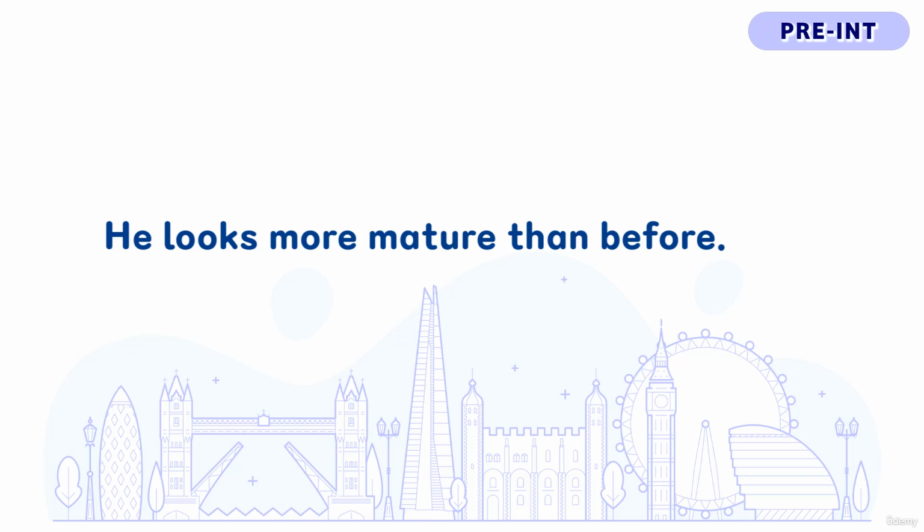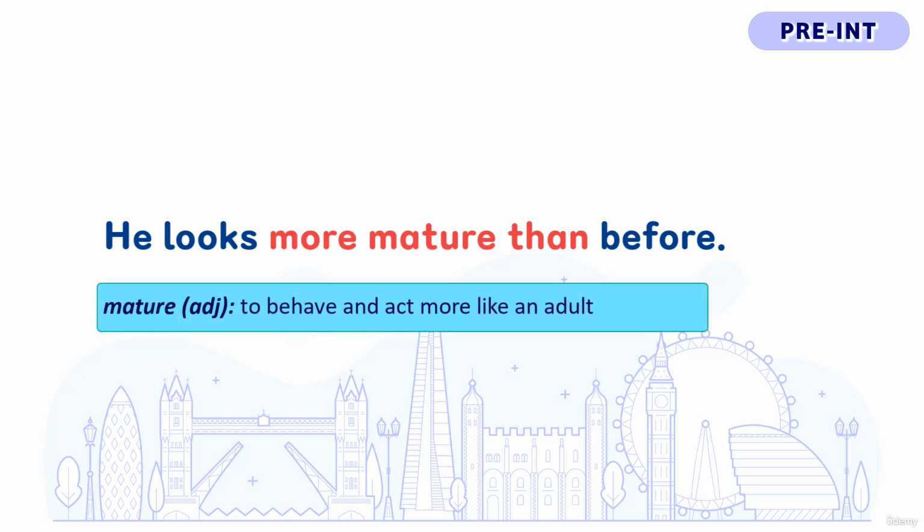And in this sentence, after looks, we use a comparative structure. But instead of comparing he, Daniel, to another person, we're comparing Daniel to how he looked before. In this sentence, we're comparing how Daniel is more mature than before. Mature means to behave and act more like an adult. And generally, when an adjective has two or more syllables, such as mature, we use the word more in front of the adjective to form a comparative form. Though as we have seen with the adjectives ending in y, there are also exceptions.